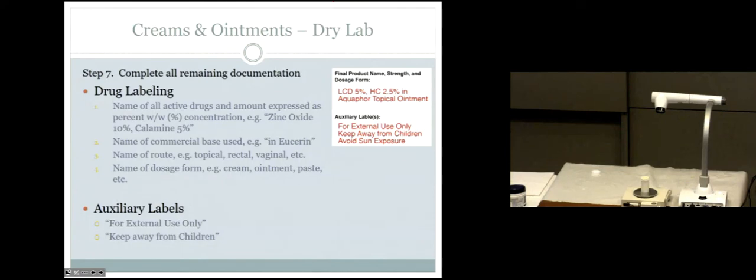Lastly, the only sticker we're going to grade for on the exam is for external use only. Since you are going to be making a topical product, you would want to make sure the patient knows that it's for external use only. And that's the only one I'll grade for.